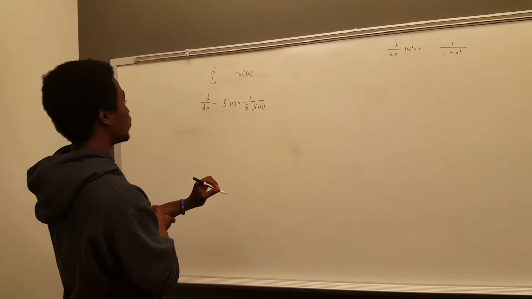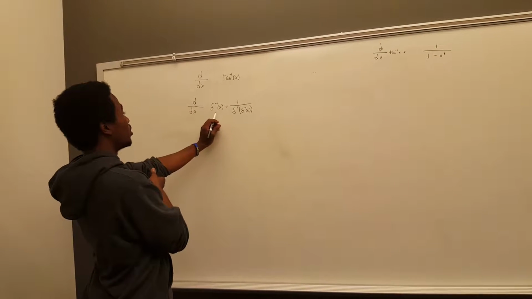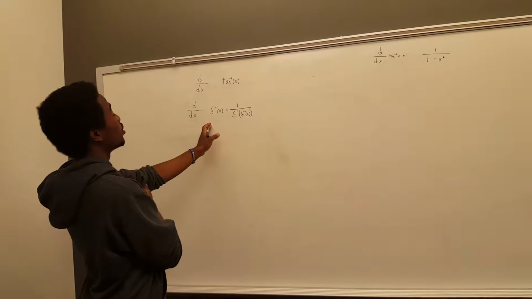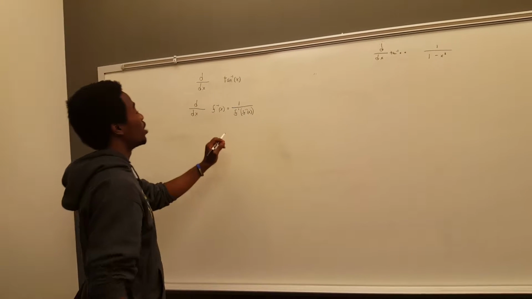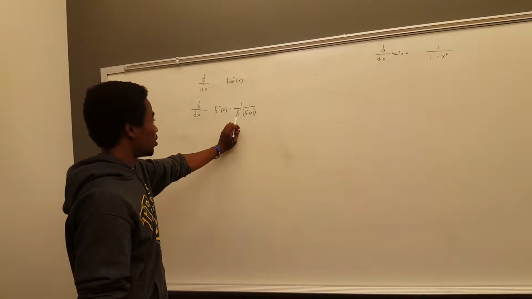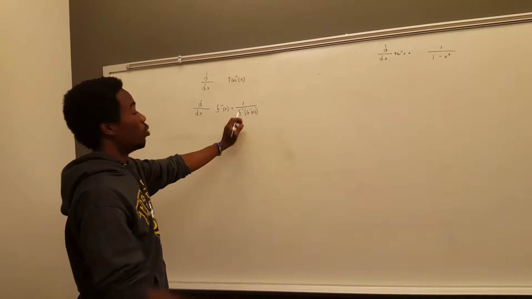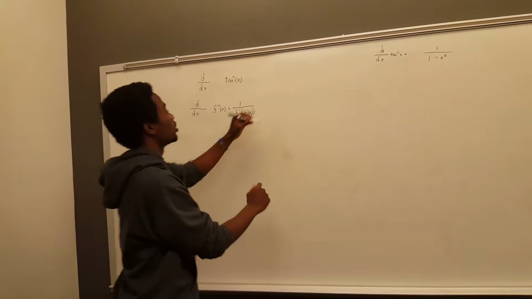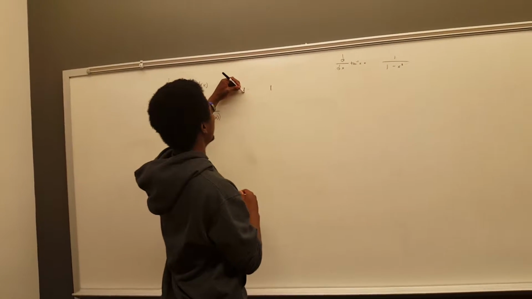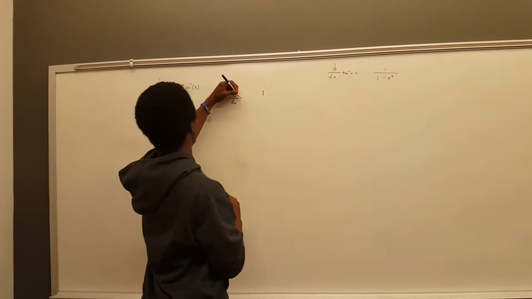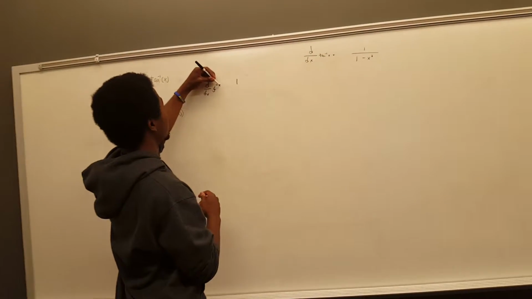Picking back up where I left off, I had this right here. The derivative of the inverse function is equal to 1 divided by the derivative of the function with the inverse function inside. So I'm going to set this up right here. We have the derivative of the inverse of f of x.